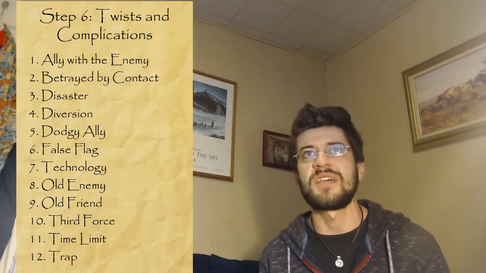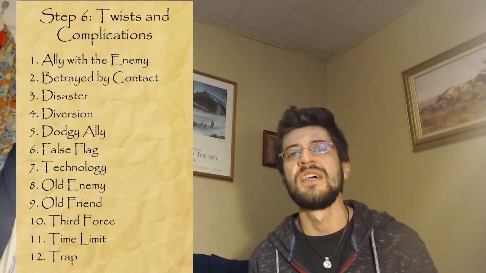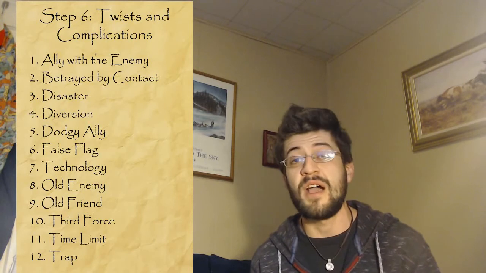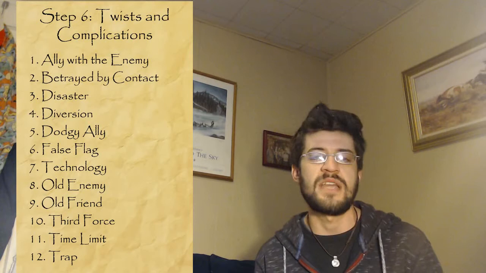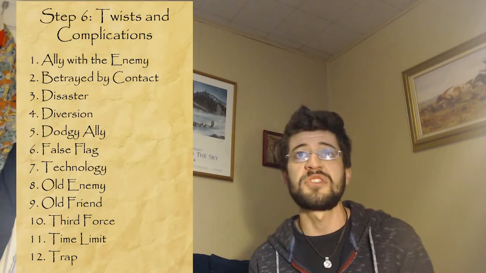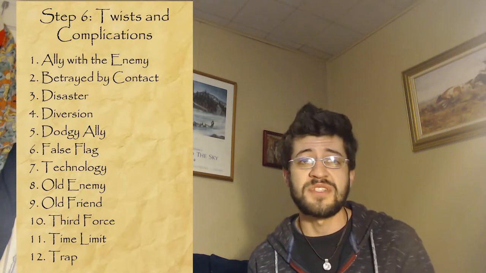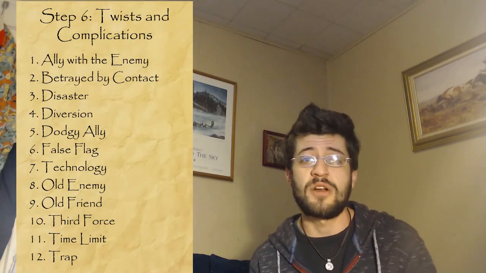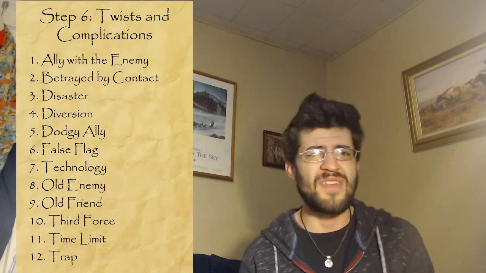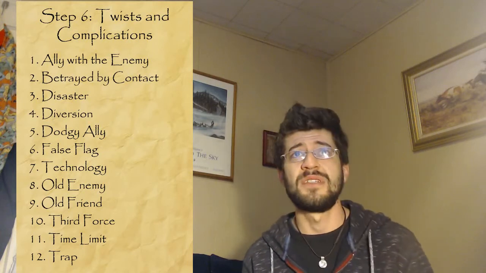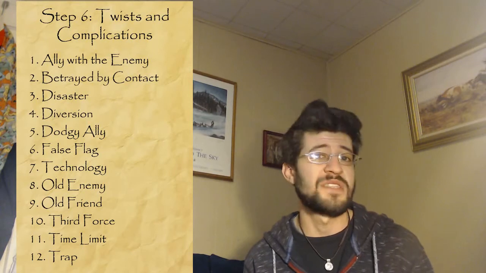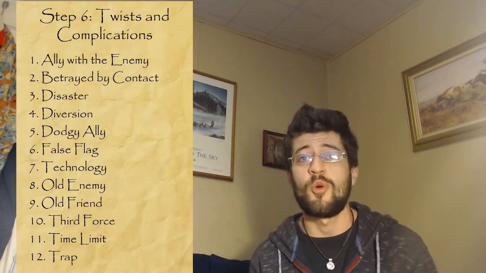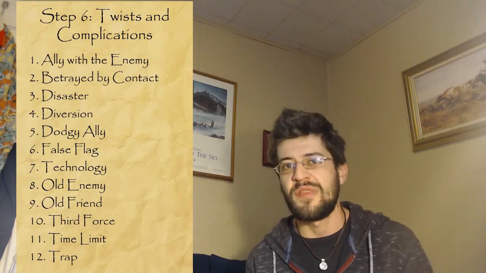So starting at the top here again, we have ally with the enemy. At some point in the quest, they have to ally with the person they set out against, one of their antagonists they end up siding with for some reason. Number 2, they get betrayed by their contact. Whoever signed them up for the quest was not entirely truthful with them, and they are now being set up. Number 3, a disaster. Some kind of disaster happens. Maybe it's a flood, maybe it's a tornado, a volcano erupts while the players are nearby, and now they have to deal with that too.